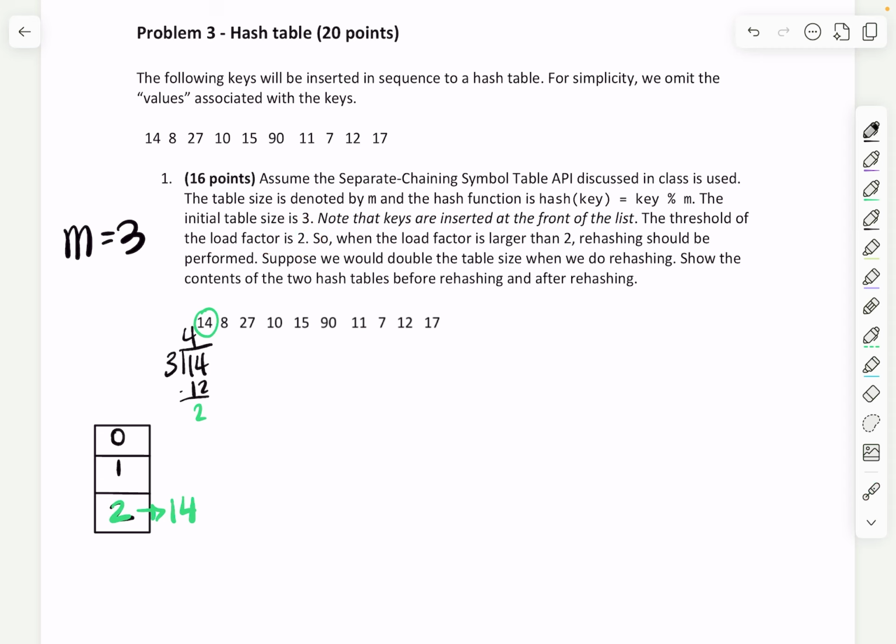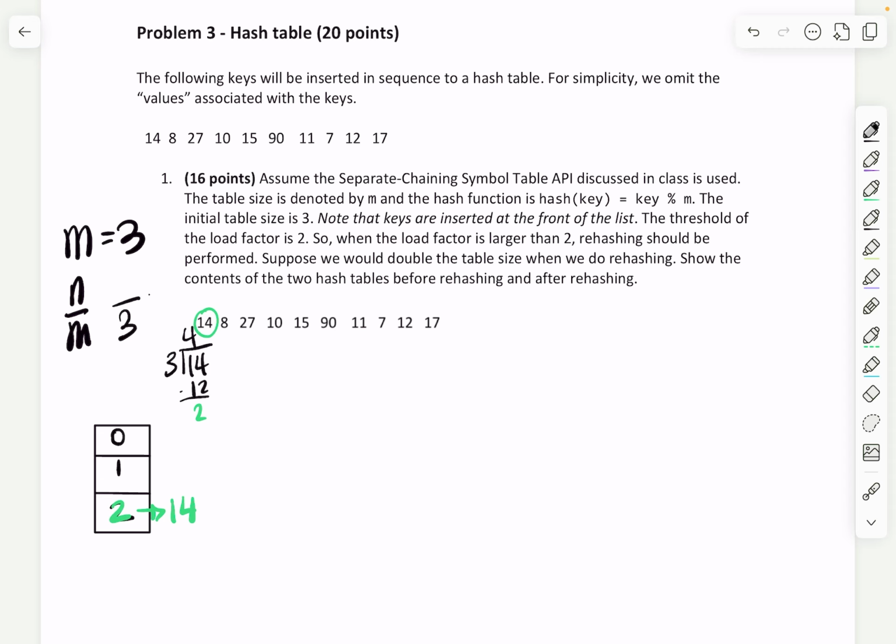They don't tell you this here, but a fact that you should know is that the load factor is really n divided by m. N is the number of keys in your hash table. Right now, n is 1 because there's only 1 key in my hash table. And m is the size, so it's 3. They tell you that the load factor is 2. That's when you resize, when this is greater than or equal to 2. I know it says larger than 2, but equal too, okay?